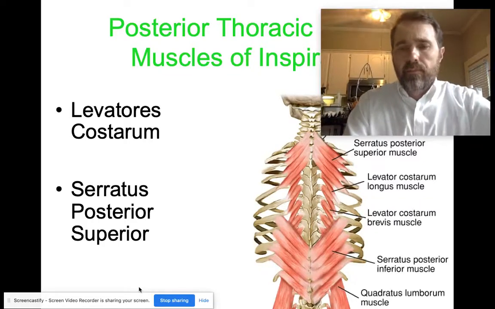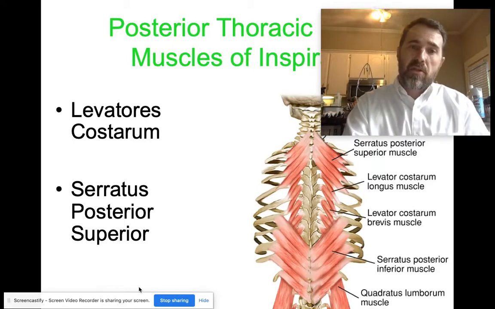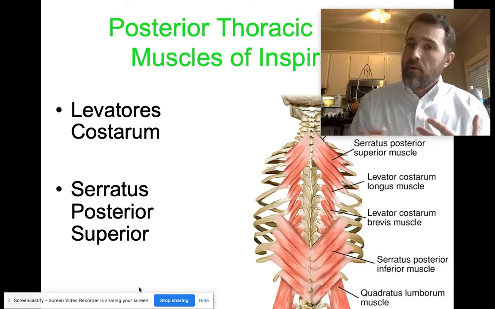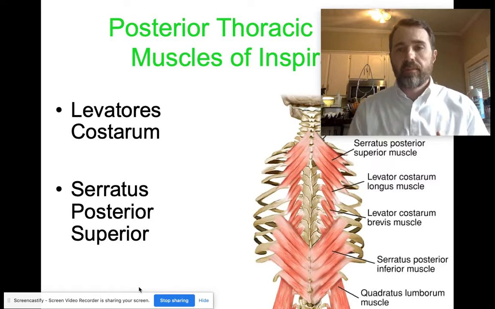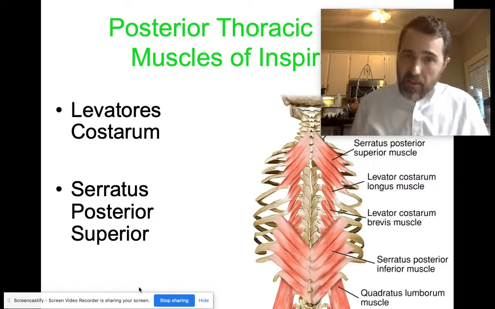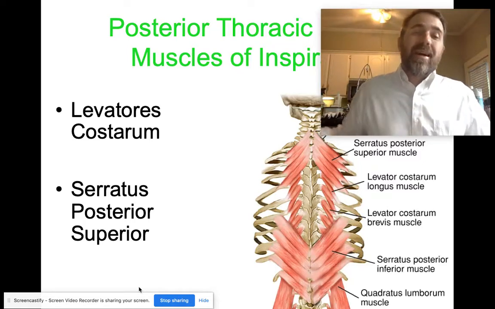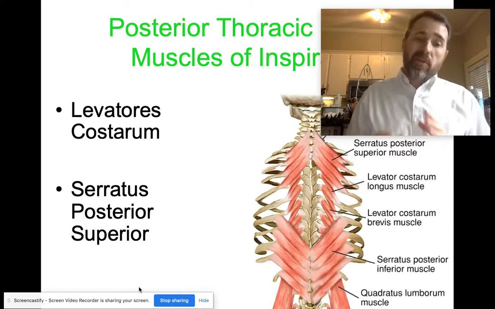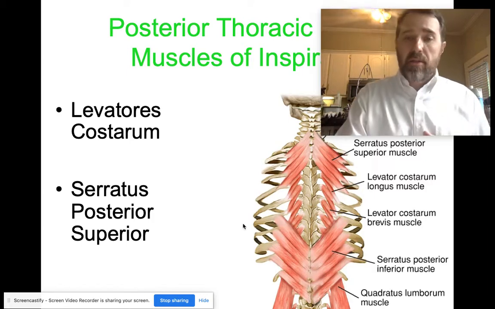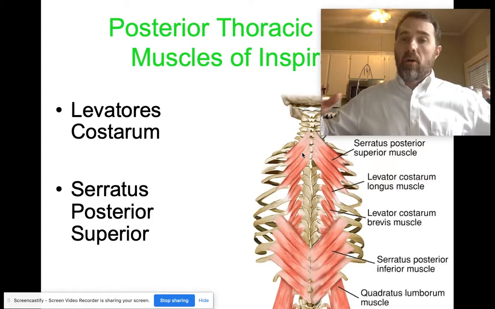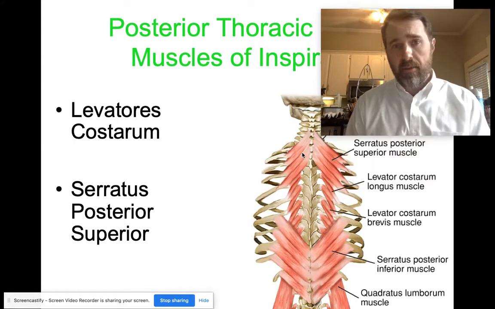All right, so we're going through a lot of the muscles of respiration. We started with posterior thoracic muscles of inspiration. We covered the levator costarum, brevis and longus, that reach down from the thoracic vertebrae, reach down and out to the ribs. And when they contract, they elevate the ribs. We talked about the serratus posterior, that does the same thing, but looking at this image, you can see that they're much longer at a more horizontal angle than the levator costarum.